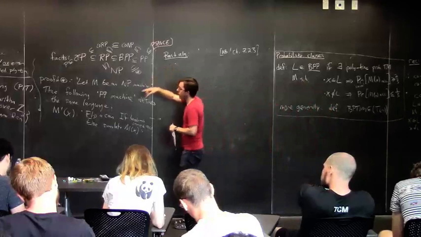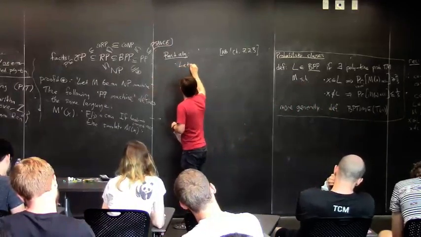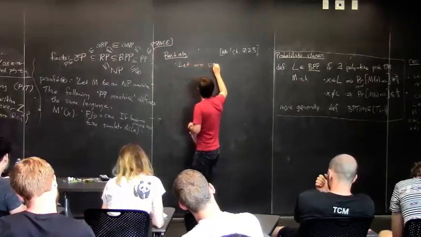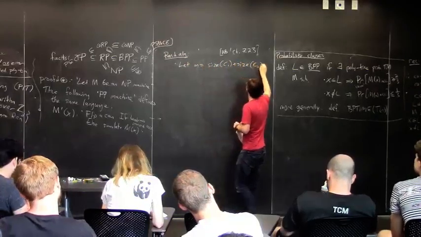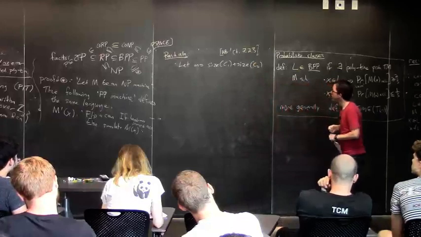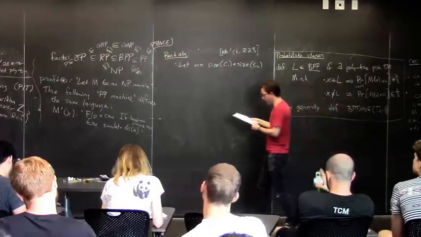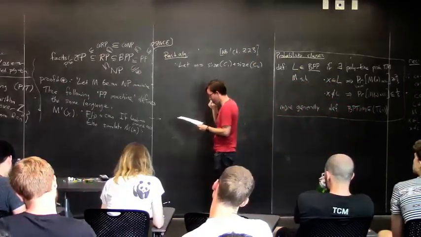Okay, so here's the algorithm for solving this problem. Just let m be the size of C1 plus the size of C2, so the number of gates in them in total. Of course, that's a number that's no bigger than the input size.